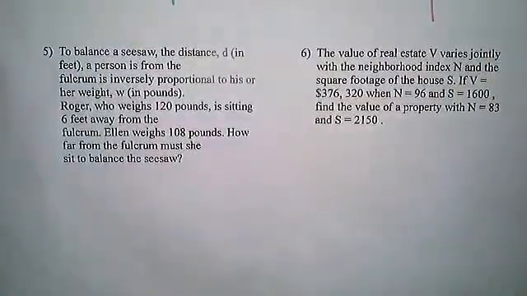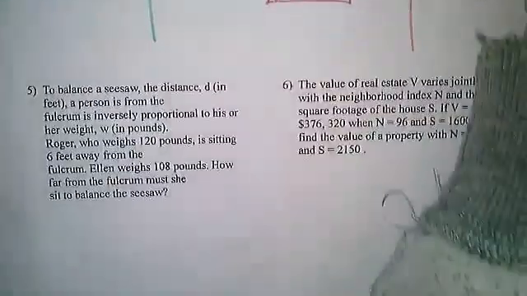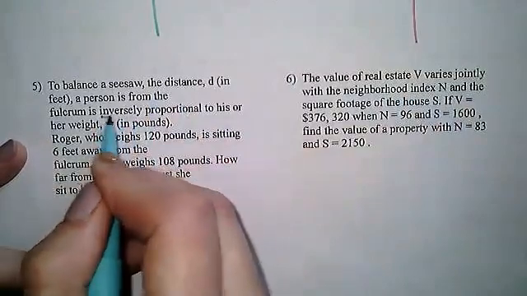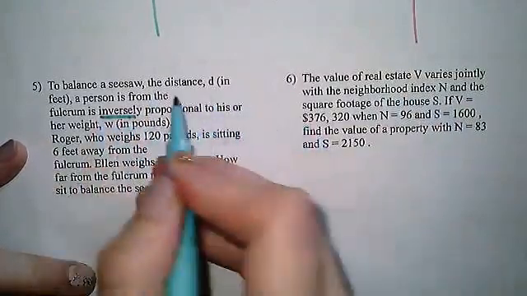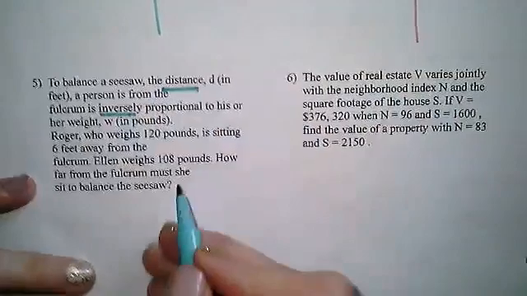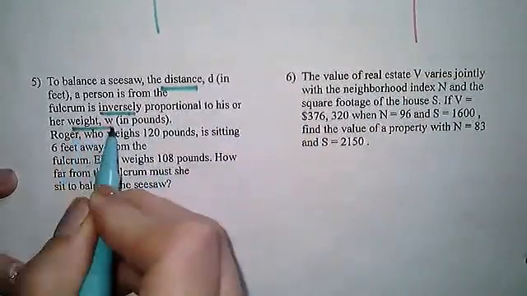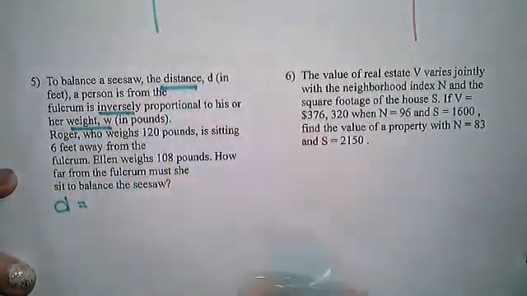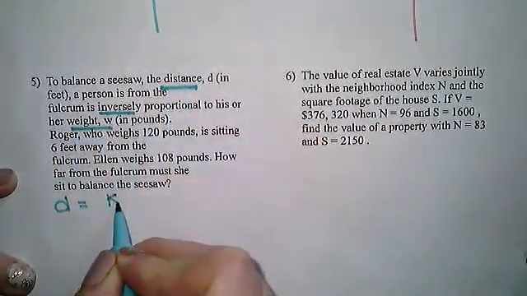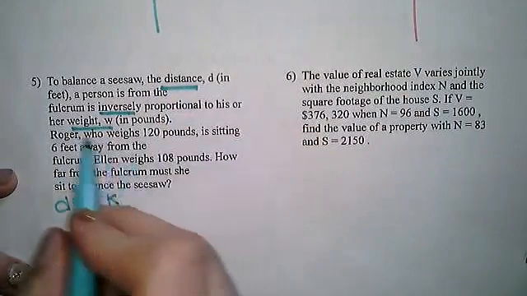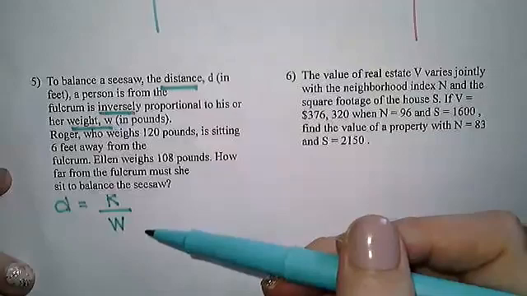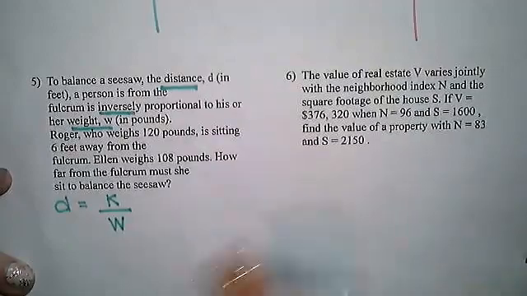To balance a seesaw, the distance a person is from the fulcrum is inversely proportional to the weight. So the keywords here are inverse, distance, which is the first letter you see, and weight. So it will be D equals, because that's the first letter, and it's K over, because it's inverse. And it's inversely proportional to the weight, so the W on the bottom.